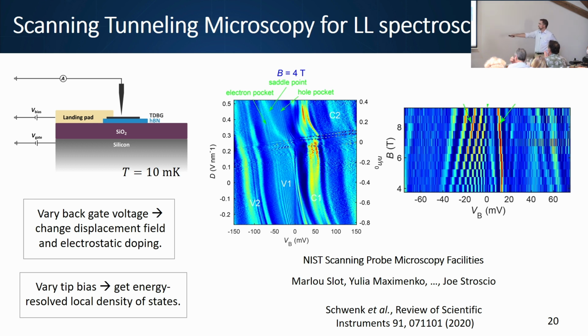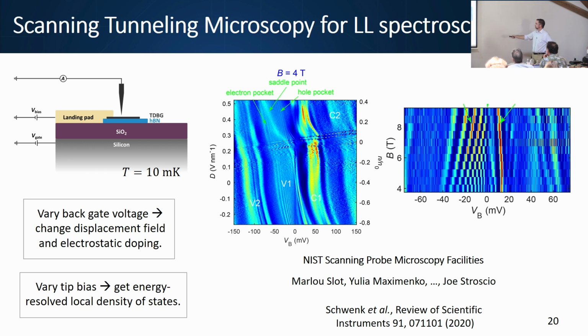So on this axis here, we're changing the displacement field. On this axis, we're varying the bias. And so we're getting the energy resolved density of states, and the color coding is the density of states. So this is that valence band. This is the conduction band. And you see all these lines here? Those are Landau levels. I'll talk about those in a second.